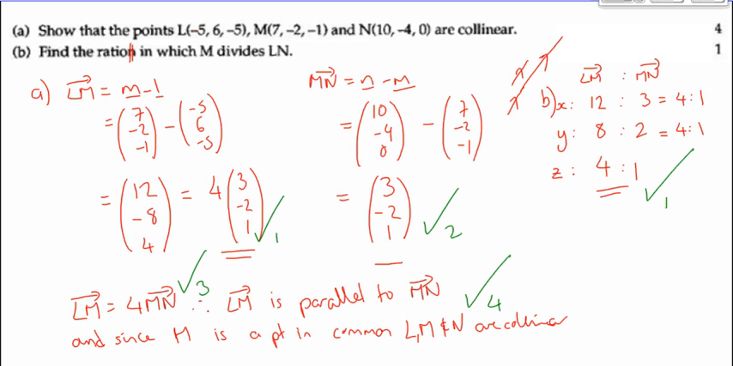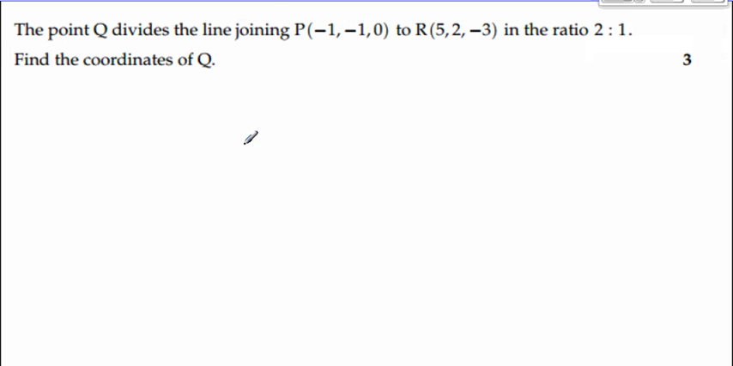Okay, question 5, where the point Q divides a line joining P and R in the ratio 2 to 1. Find the coordinates of Q.